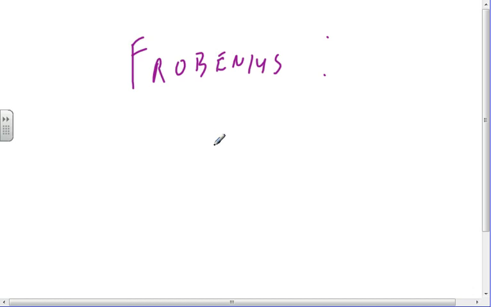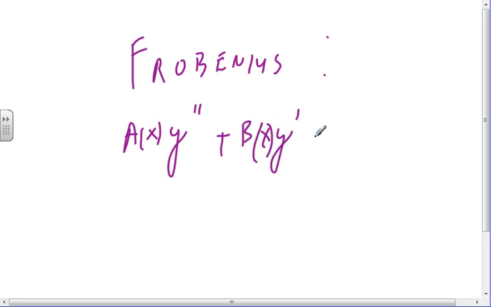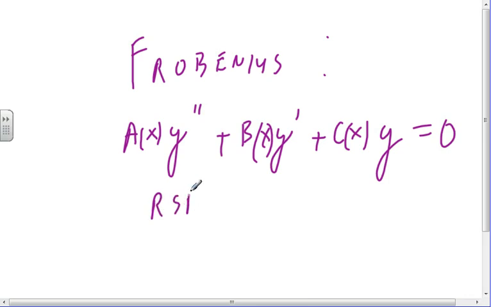If we have something in the form a(x) y double prime plus b(x) y prime plus c(x) y equal to 0, and we have a regular singular point at the point that we're doing the expansion at, then he guarantees a solution.